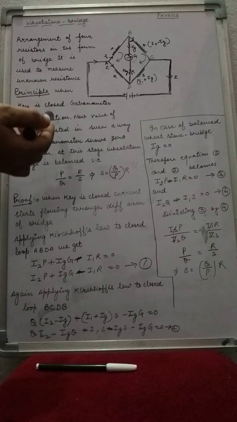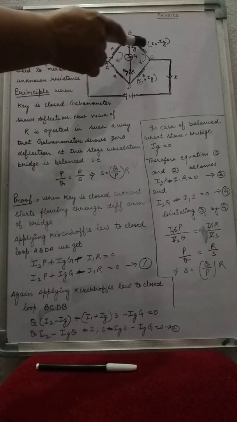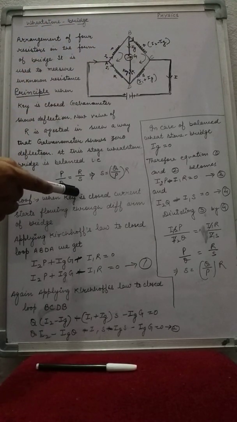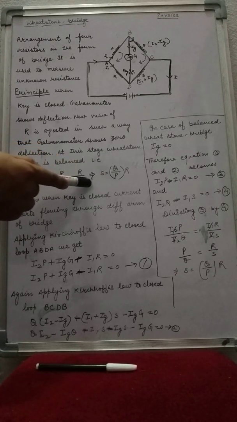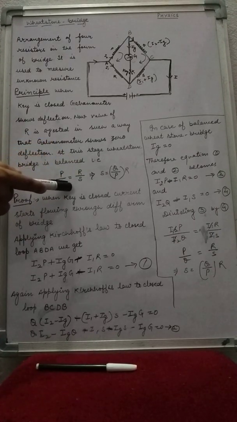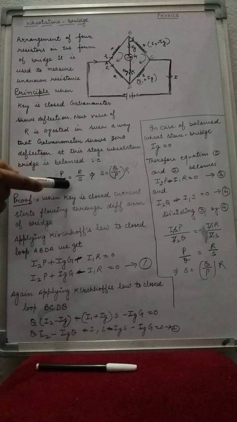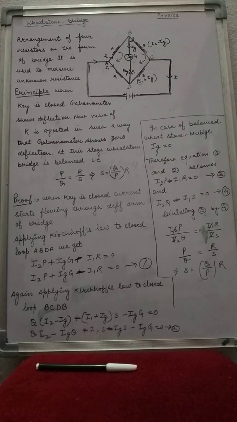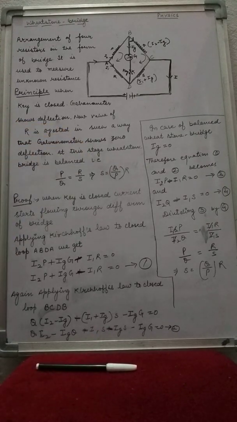In the balanced Wheatstone bridge, the resistances of the four arms will be in the ratio P upon Q is equal to R upon S. From here we can calculate the unknown resistance: S is equal to Q upon P into R. Now we have to prove that S is equal to Q upon P into R.